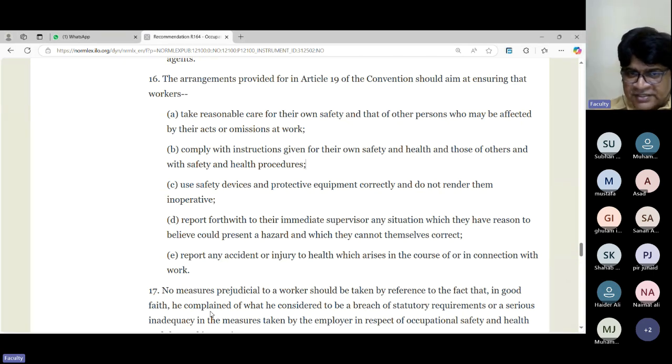Use safety devices and protective equipment correctly and do not render them inoperative. It means that the top management has a responsibility to provide resources in the form of protective equipment. Protective equipment means things like rubber hand gloves, helmets, earmuffs, body pants, shoes, all the protective gear necessary for the person to wear so that it acts as a barrier when he is operating any machine or handling any chemical or whatever it is.